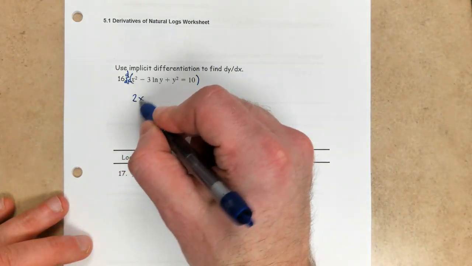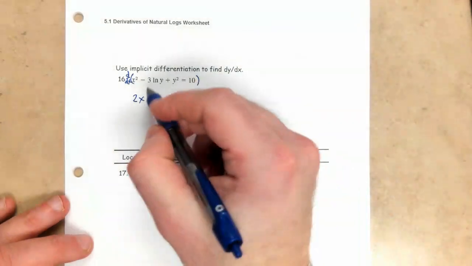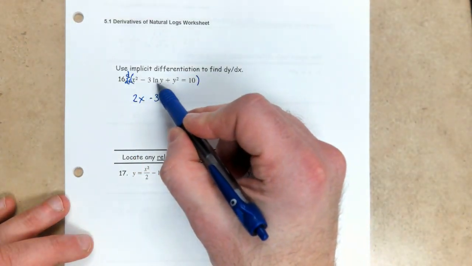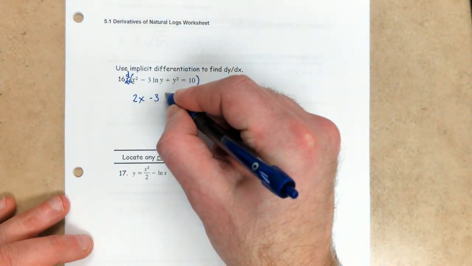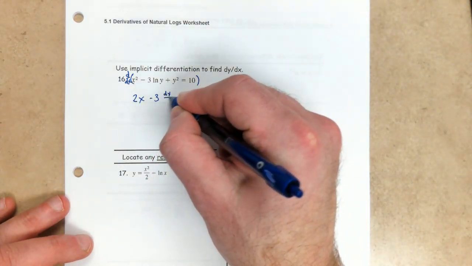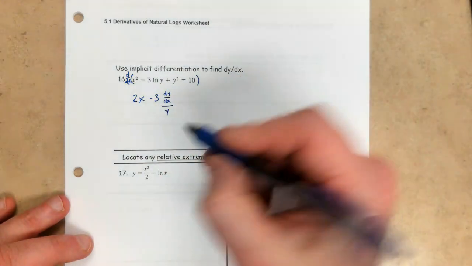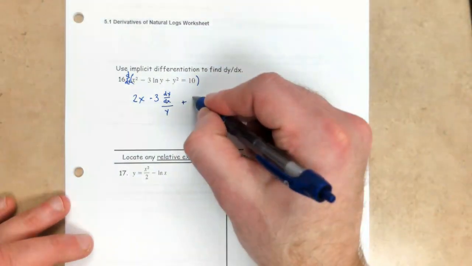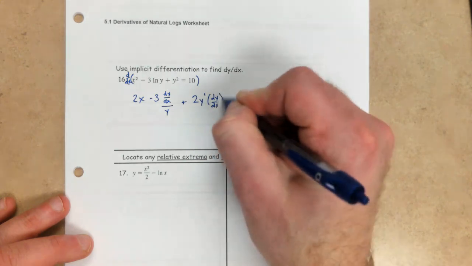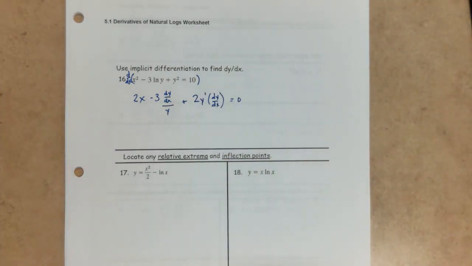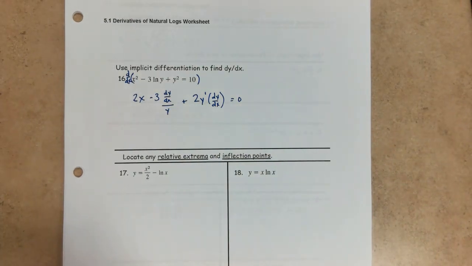So this is going to be 2x, and then this right here is something that we got to be able to interpret. This is going to be negative 3, and differentiating the natural log of y with respect to x, this is going to be your u prime over u, so dy dx all over y, okay, plus 2y to the first times dy dx equals 0. So we got to find dy dx. We got to be able to interpret it correctly.